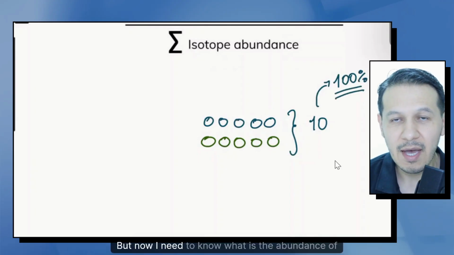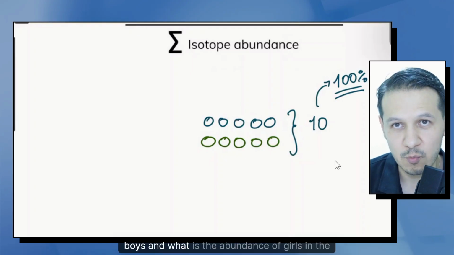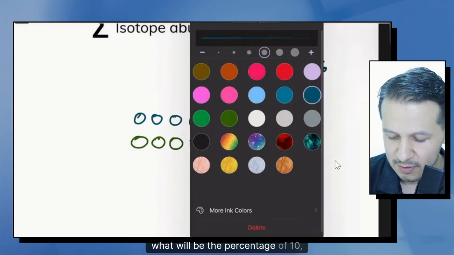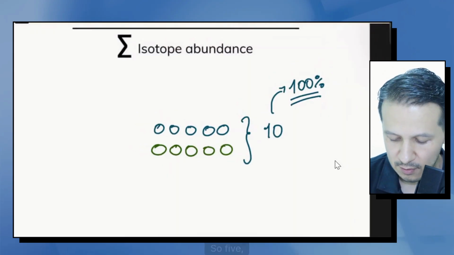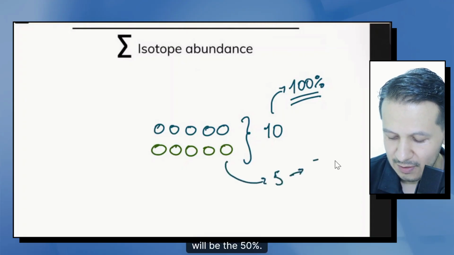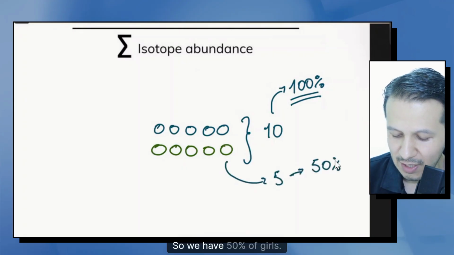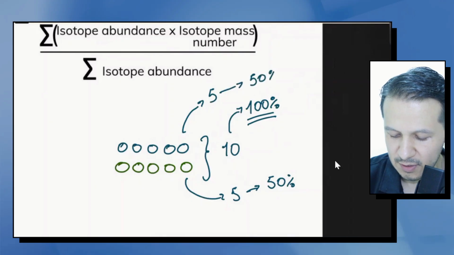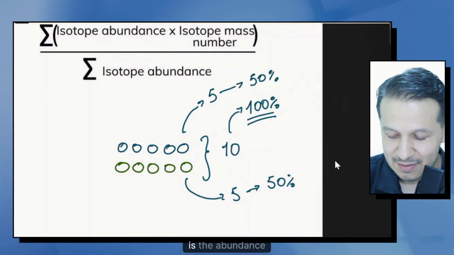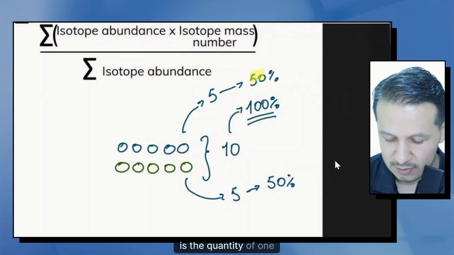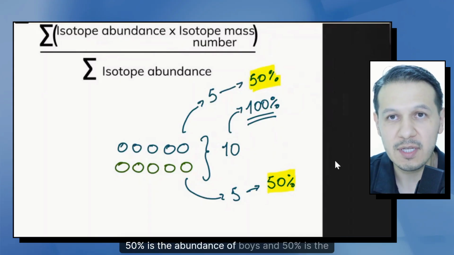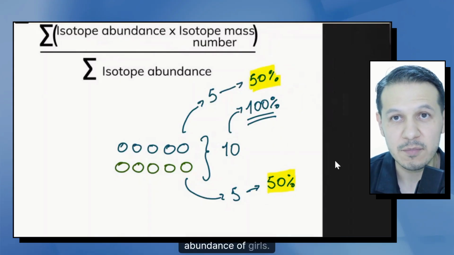But now, I need to know what is the abundance of boys and what is the abundance of girls in the classroom in terms of percentage. What will be the percentage of 10? 5 students. So 5 students will be the 50%. Yes? So we have 50% of girls, and then we will have 5 boys, meaning that we will have 50% of boys. This is the abundance, the quantity of a part in a sample. 50% is the abundance of boys and 50% is the abundance of girls.